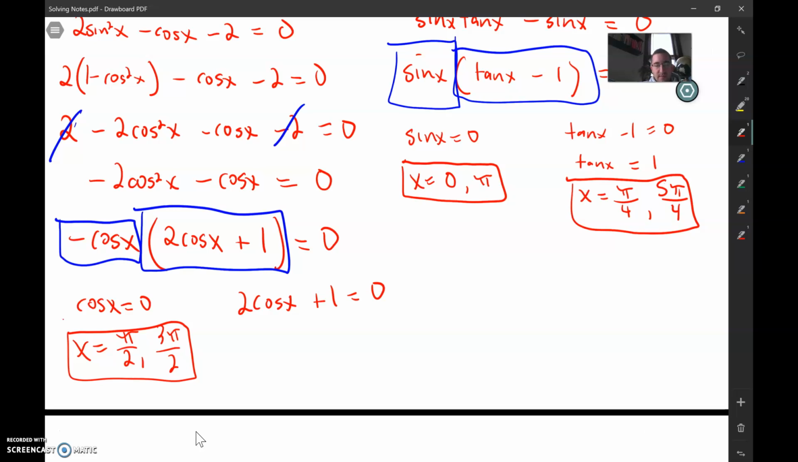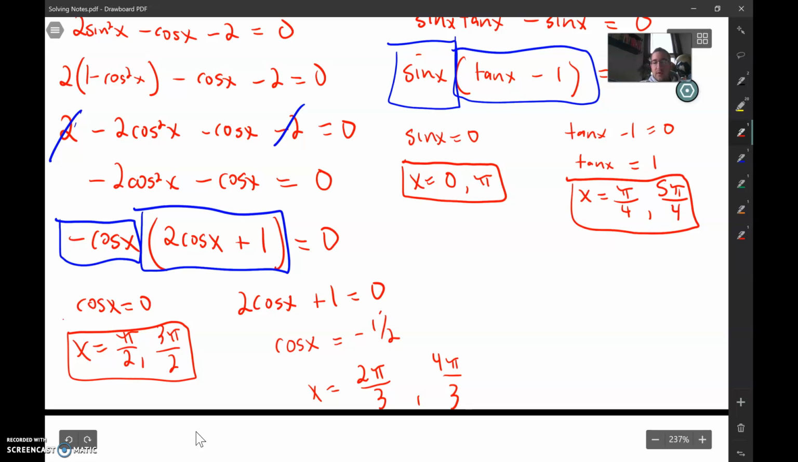And then 2 cosine plus 1. We just need to subtract 1 and divide by 2. So when is cosine negative 1/2? Cosine is 1/2 at 60 degrees, so I know it's going to be over 3. But when is it negative? That's going to determine what I put on top. Cosine is negative in quadrants 2 and 3. So it's going to be 1 less: 2 pi over 3, that's the quadrant 2 answer. And 1 more: 4 pi over 3, that's the quadrant 3 answer. And that is our 4 answers for this problem.